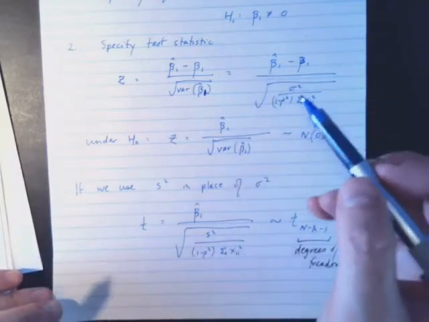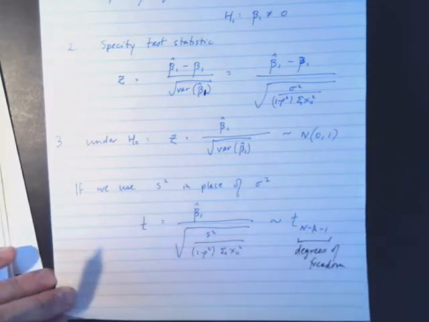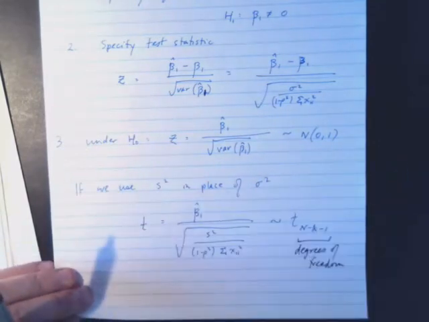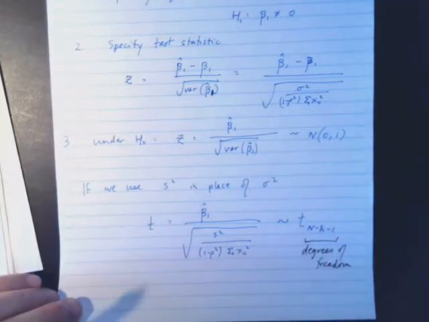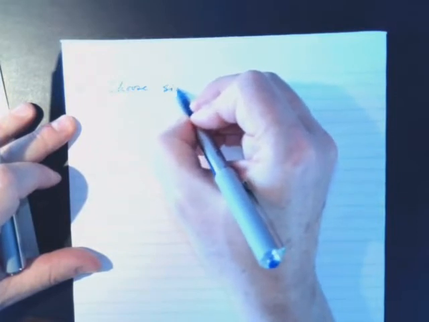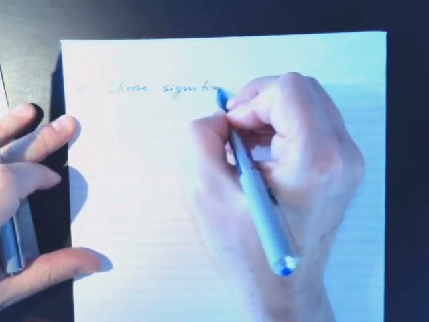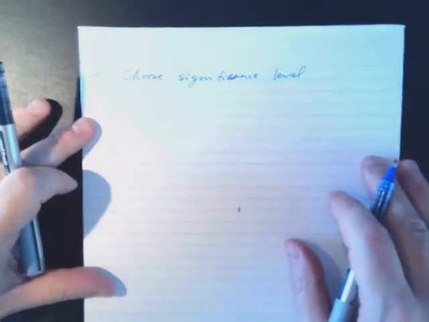So that's our test statistic. Step 3, I didn't label it, but step 3 is that we work out how the test statistic is distributed under the null hypothesis. And then step 4, choose the significance level.